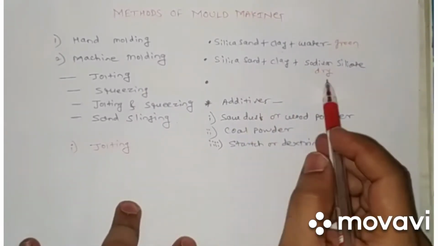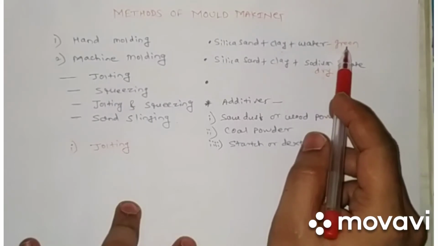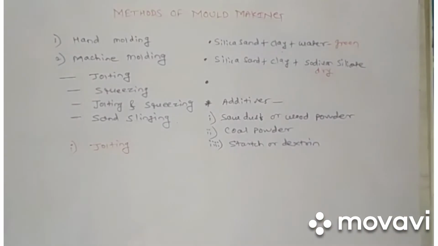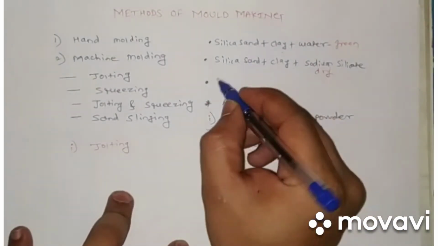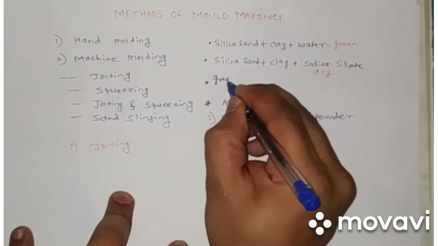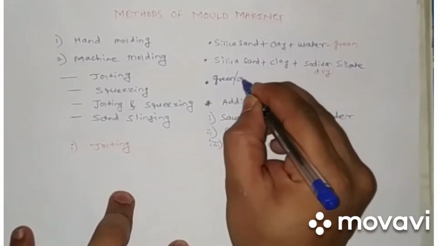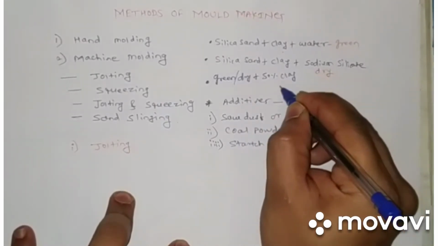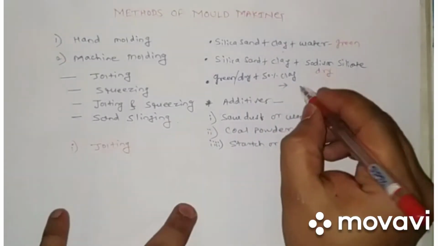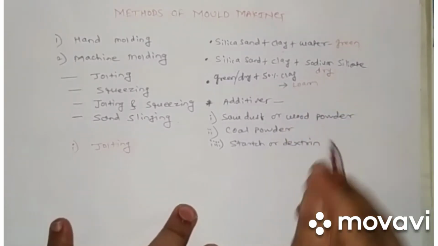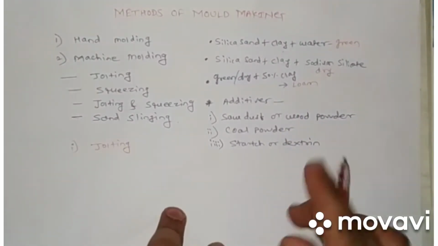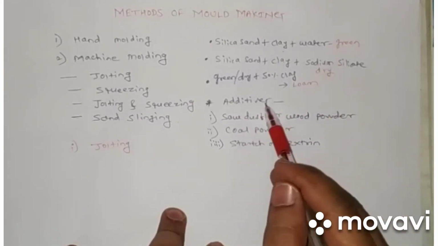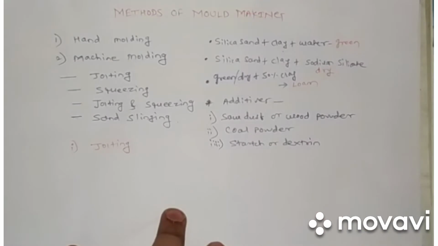And if we use this dry or green sand plus 50% of clay, then that is loam sand. So these are the different types, and along with this some additives are added to give some properties.